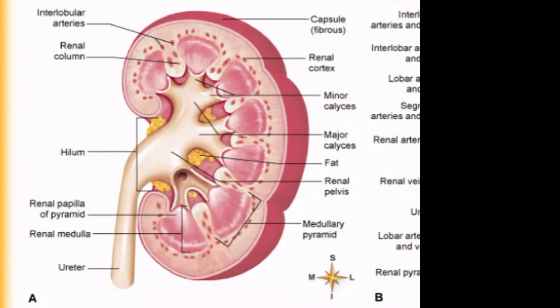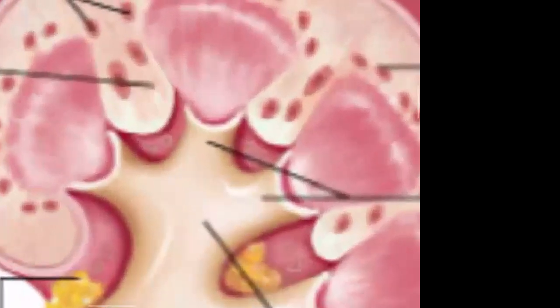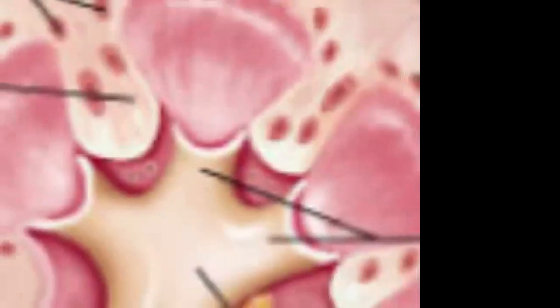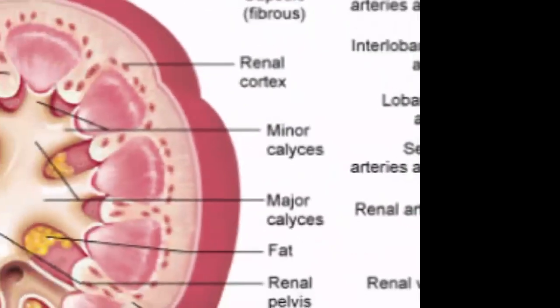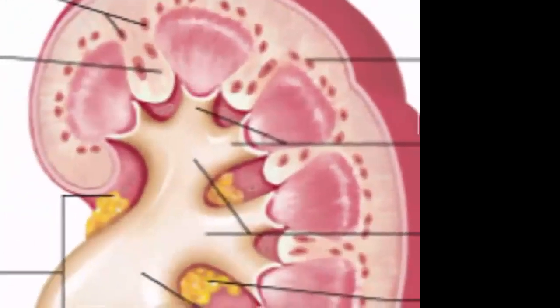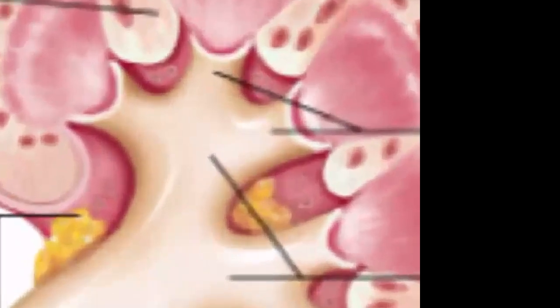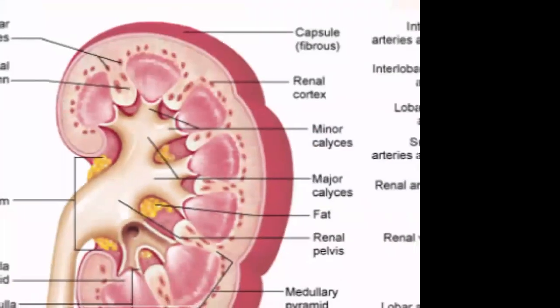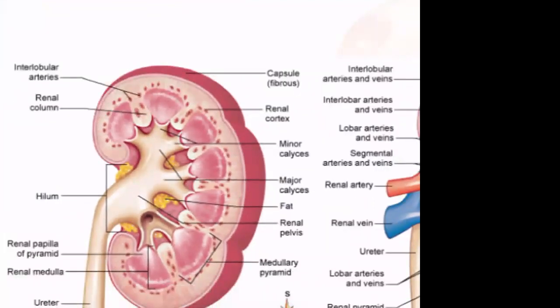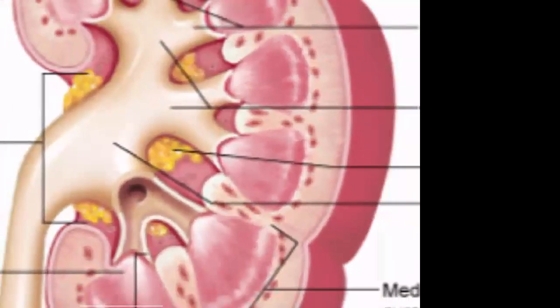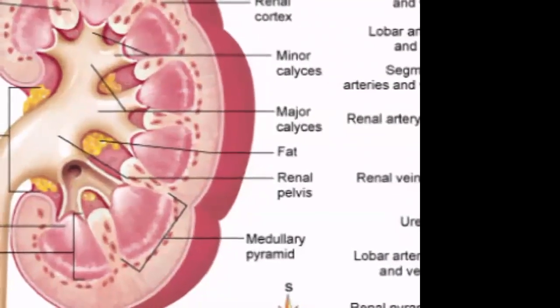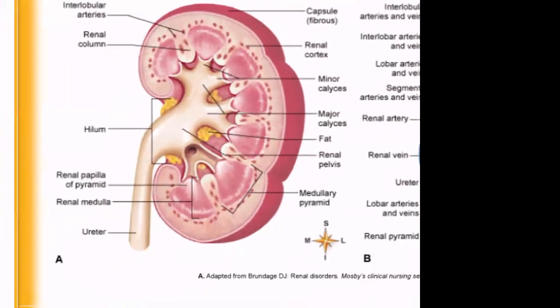And then the urine is going to travel down collecting ducts towards the tips of these pyramids into the collecting areas here, called a calyx, singular, or calyces, plural. So you have some small ones here called minor calyces, which drain into larger ones here called major calyx or major calyces, plural again, which then all are going to drain into this funnel-shaped area called the renal pelvis, which is then going to become continuous with the ureter.